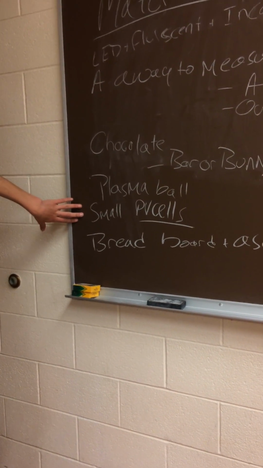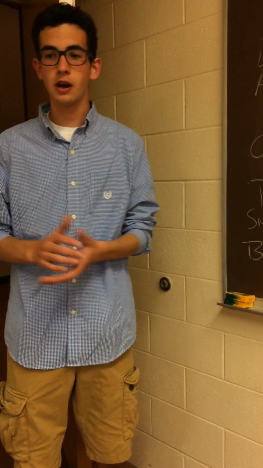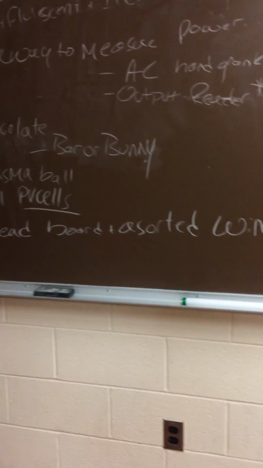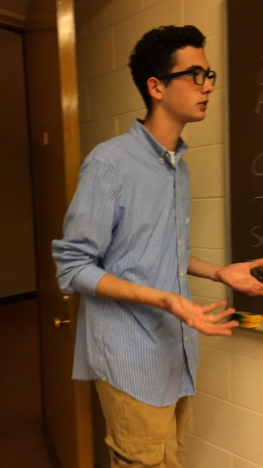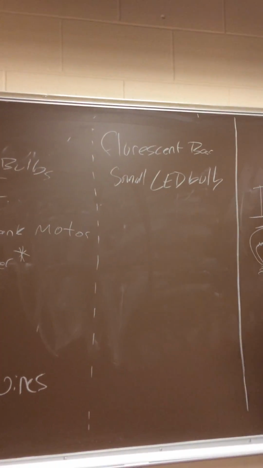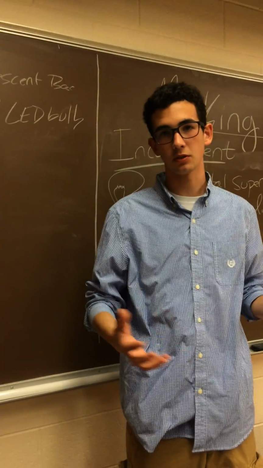You'll need small PV cells. You can find those by asking your tech teacher, like your shop teacher. They might have some. My shop teacher did. If not, ask your physics teacher, or they're not too expensive to get, I believe. Just search around. Along with that, you'll need a breadboard and assorted wires that you can also get from your tech or physics teacher. So that's pretty much it. You also need a fluorescent bar light. That's what I had. You can just steal that from your lights. And then a small LED bulb, which you can also probably get from your physics teacher or your tech teacher.